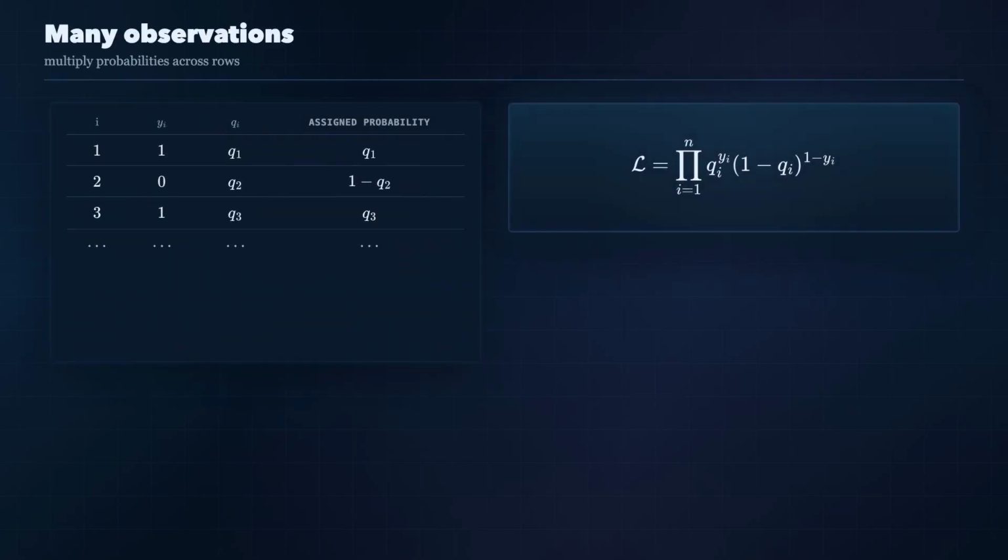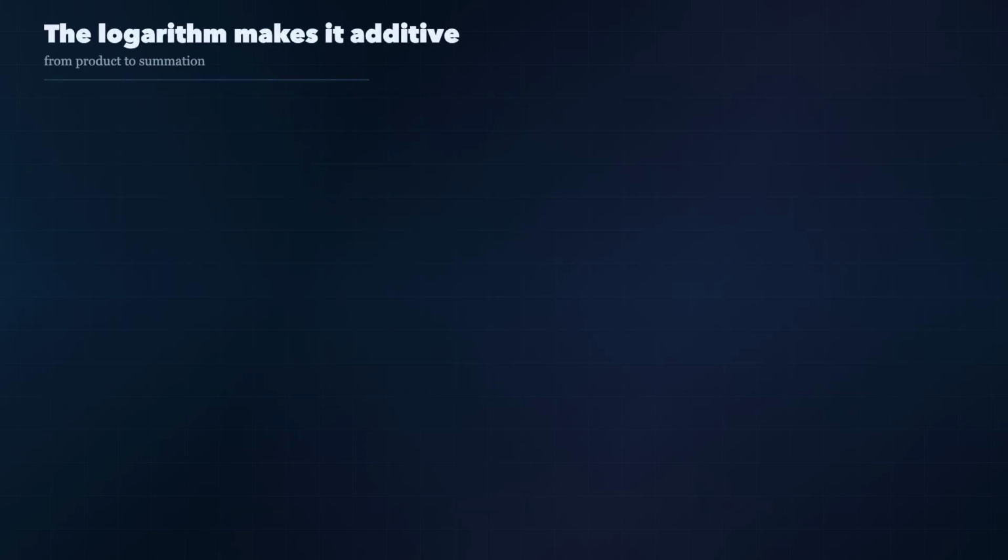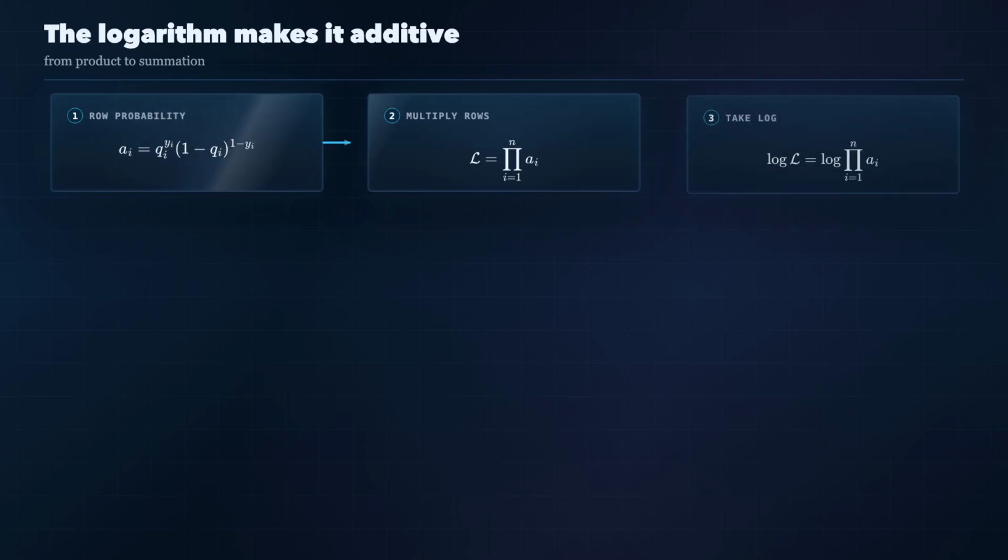With many observations, each row has its own outcome, y sub i, and forecast, q sub i. For that row, call the probability assigned to what happened a sub i. If rows are independent, multiplying the a sub i values gives the likelihood of the observed outcomes. The product is awkward because it multiplies many small numbers.